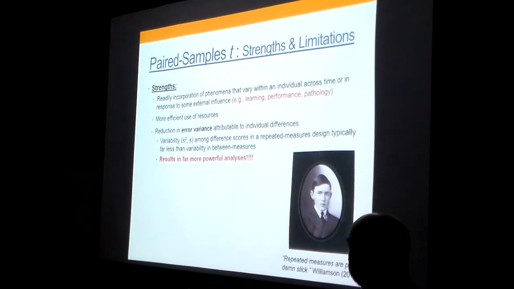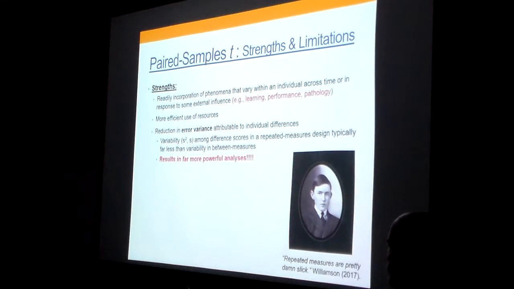We've got a more efficient use of our resources, and we've got a huge reduction of error that's attributable to individual differences. When we create those difference scores, all the individual differences get sucked out, and all we're looking at is change across people. So all the individual differences in where people start in treatment and where people end get sucked out, and we're just getting a pure measure of how much they've shifted across time.